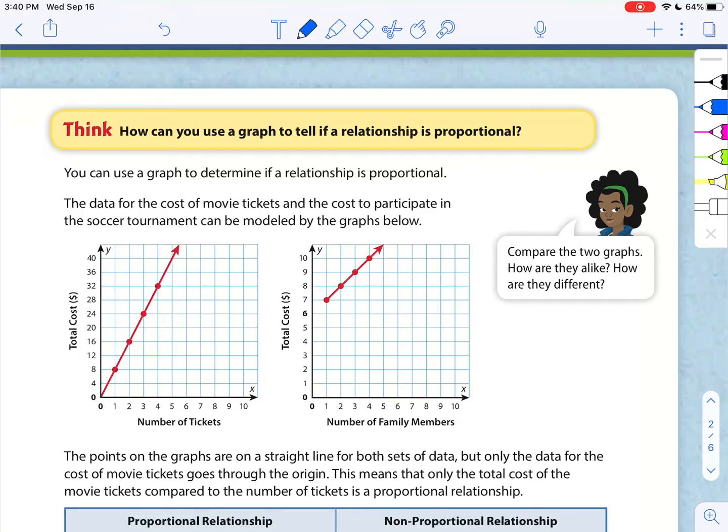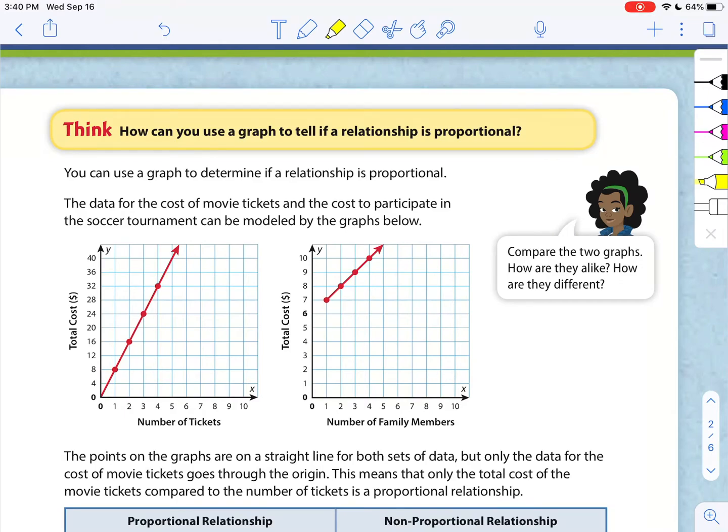How can you use a graph to tell if a relationship is proportional? You can use a graph to determine if a relationship is proportional. The data from the cost of movie tickets and the cost to participate in the soccer tournament can be modeled by the graph. So you can see on the graphs we have points from our table.